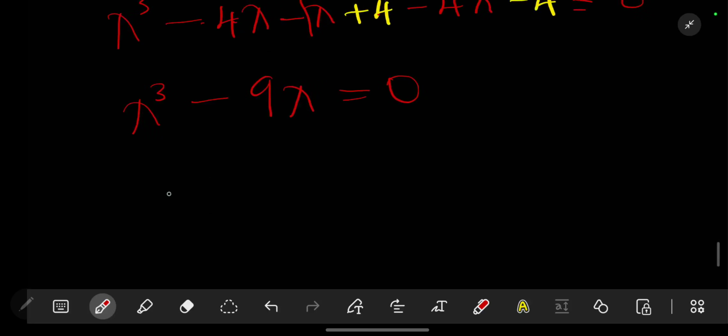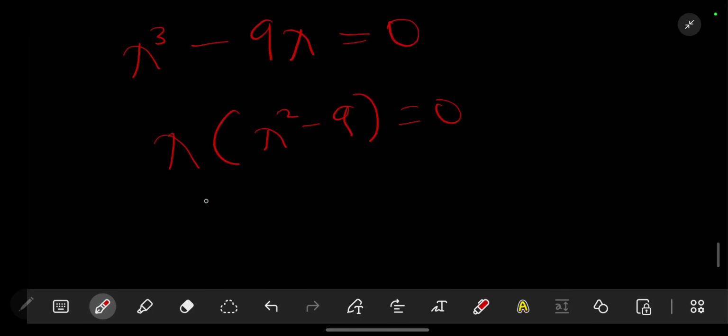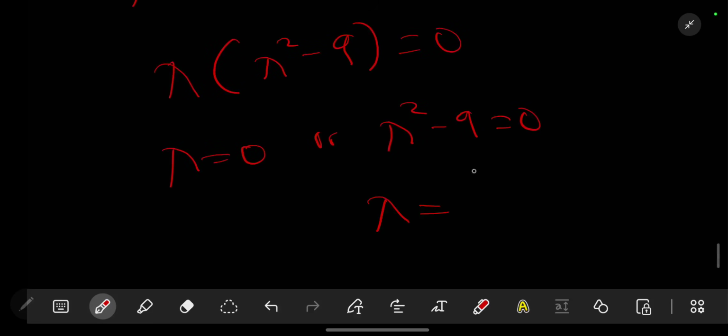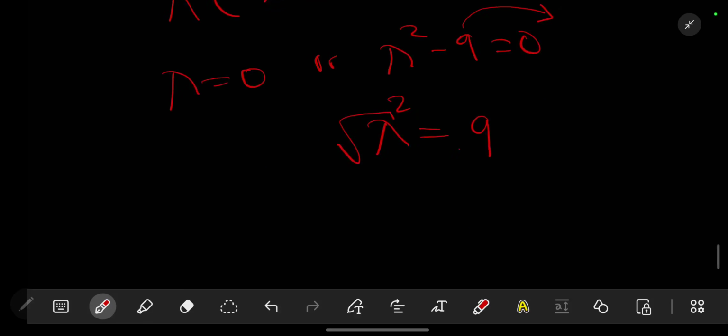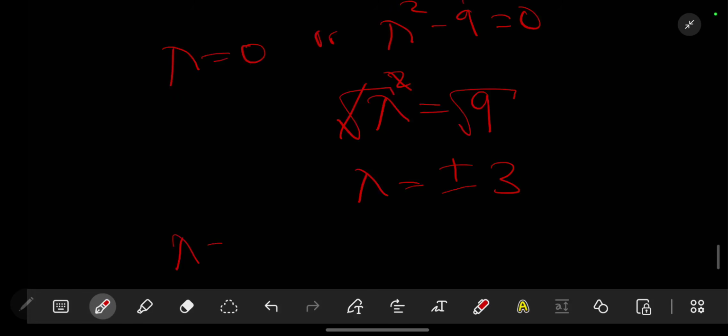So factorizing, lambda is common, open brackets, we have lambda squared minus 9 should be equal to 0. So that means lambda is equal to 0, or lambda squared minus 9 is equal to 0. So lambda squared should be equal to 9, as this 9 goes this side. We find the square root, so lambda should be equal to plus or minus 3, like that. So those are our values. Lambda is equal to 0 and lambda is equal to plus or minus 3.